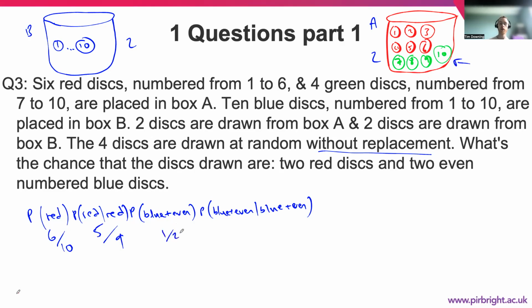a half here, because we've got half, or 5 out of 10. This time it's going to be 4 out of 9. That product will give us our answer. I'm not sure what it is, but you can work it out. We apply the same logic to the next portion of the question.